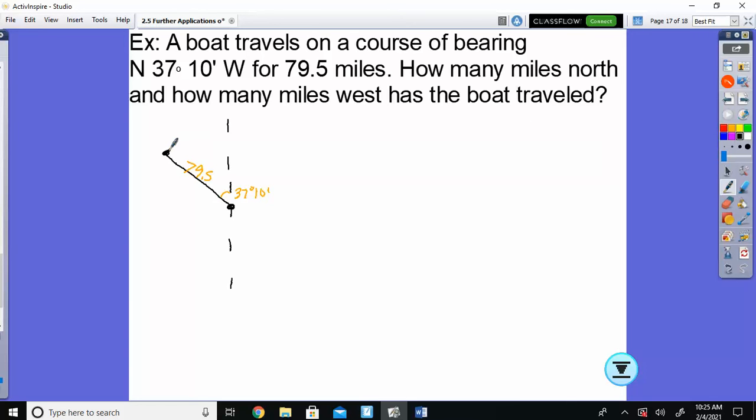So if you just want to complete this triangle, you can draw in those lines. North-south and east-west form a right angle. So we have to find both of these. We need the west and the north. So to find the west, you could do sine again. Sine of 37 degrees, 10 minutes equals the west over 79.5. Multiply over 79.5.